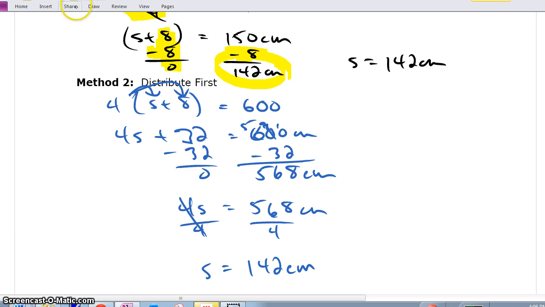So our steps there, where we distributed, this is the distribution happening. We've got 4s plus 32. Then we subtracted our 32 from both sides. Then we divided by 4 here on both sides. And we got our s is equal to 142. Alright, it's up to you which one you use question to question, but you need to be familiar with both, and you definitely need to be familiar with what distribution means and how to do it.